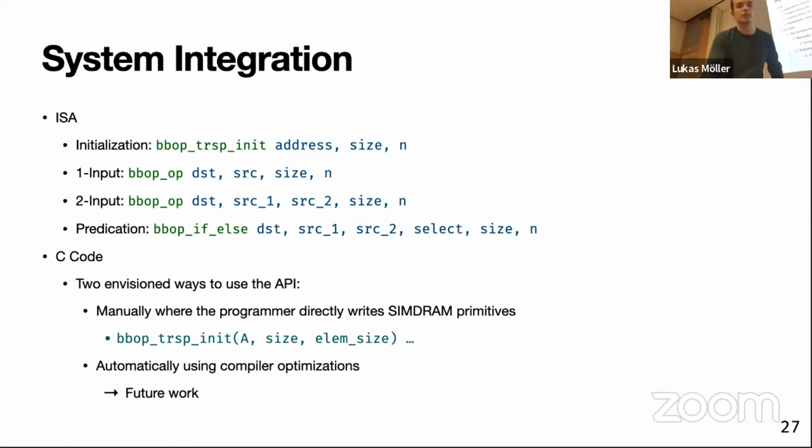For C code, there are two envisioned ways to use the API. Obviously, there are functions which directly execute these new instructions. But they also mentioned that it could be possible to make these optimizations automatically by a compiler.